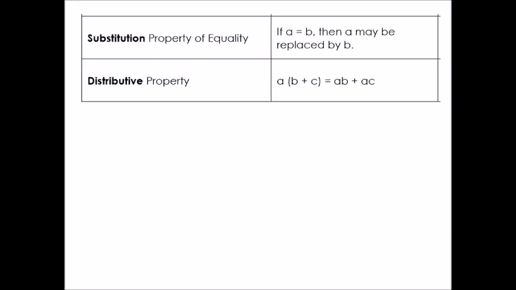Then at the bottom of the table, we have some properties that you've already seen and probably know by name. Substitution allows us to replace an amount by any amount equivalent to it. The distributive property shows us how to multiply a number by an addition or subtraction problem to eliminate the parentheses.